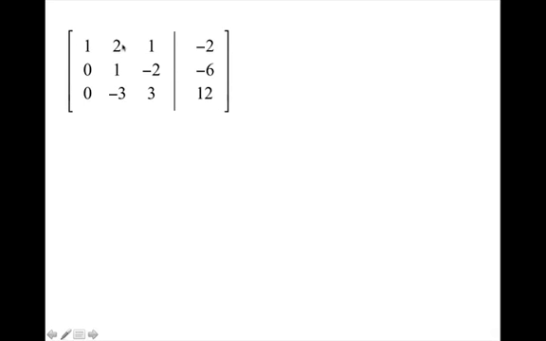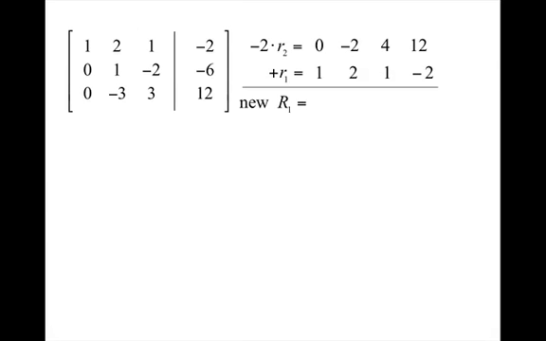Change its sign to a negative 2 and multiply by the 1 that you just put in place, which is in row 2. So negative 2 times row 2. Negative 2 times row 2 gives me 0, negative 2, 4, and 12. I add this to the row I want to change. I want to change row 1, which is 1, 2, 1, negative 2. This is going to give me my new row 1.